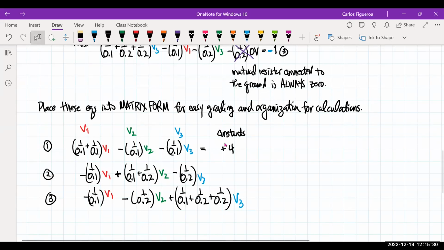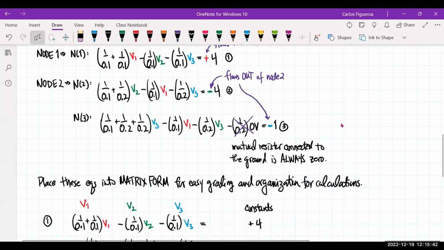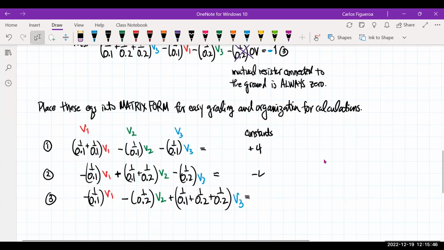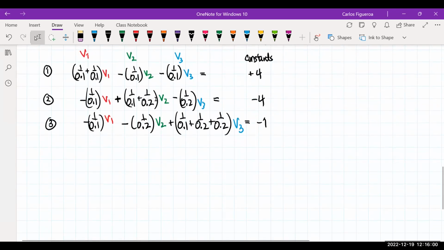It looks like I'm going to have to move my constants a little bit over here. Now I'm going to look at all of my constants on the right-hand side. I got -4 and I got -1. So now I have everything organized. So now I'm going to put this into matrix form. Here we go.